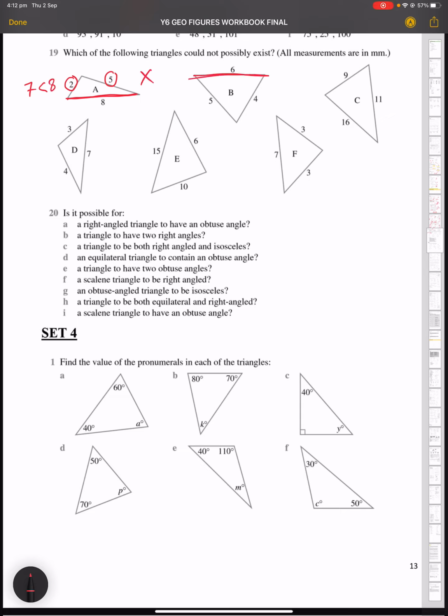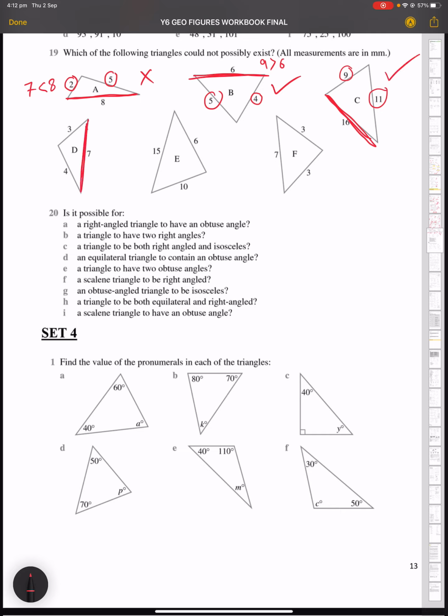Longest side is 6 centimeters. Is the other two sides 4 plus 5 more than 6? 4 plus 5 is 9. 9 is greater than 6, which means yes, this can exist. Longest side is 11, oh sorry, not 11. It looks like it was, but this is the longest side, 16. Is 16 less than 9 plus 11? 9 plus 11 is 20. 20 is more than 16, so yes.